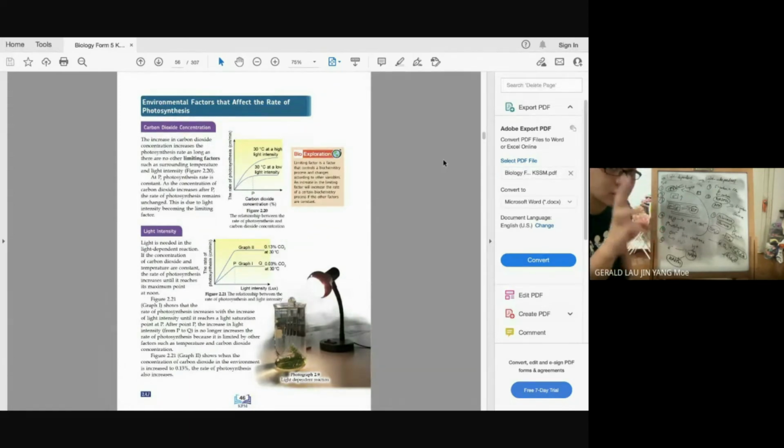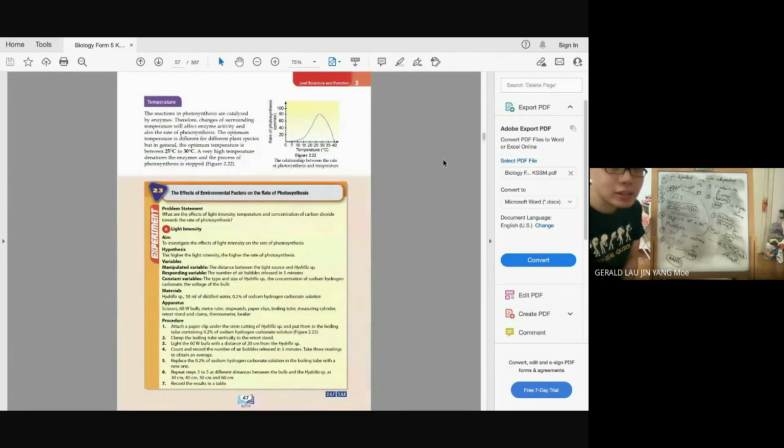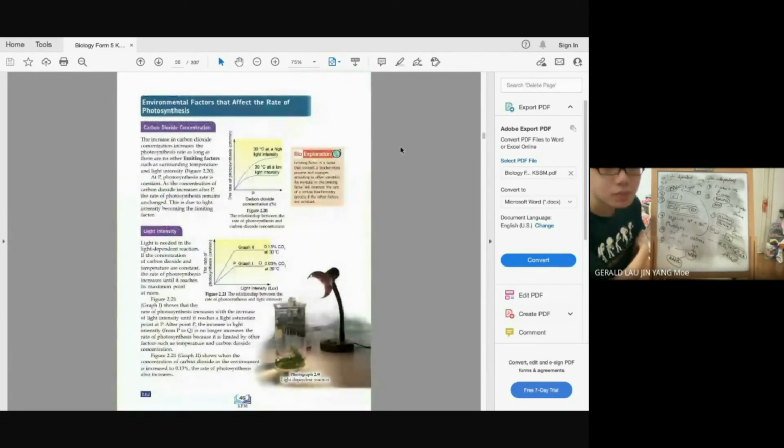Now photosynthesis you have 3 factors. Okay, you have carbon dioxide concentration, light intensity, and temperature. So carbon dioxide concentration, of course, more carbon dioxide means higher rate of photosynthesis. You can produce more glucose. But you see, after a while, it becomes constant because of limiting factors, such as light intensity and temperature.